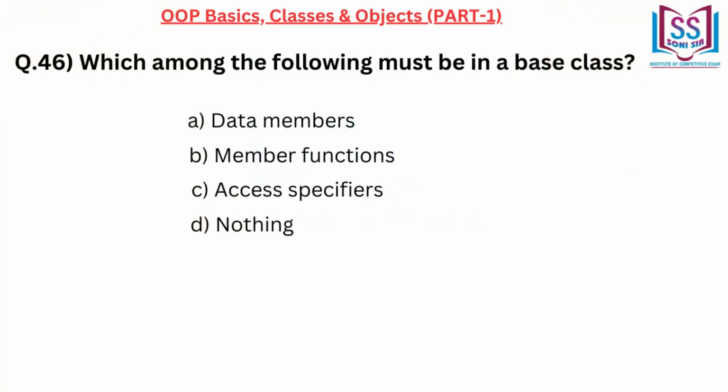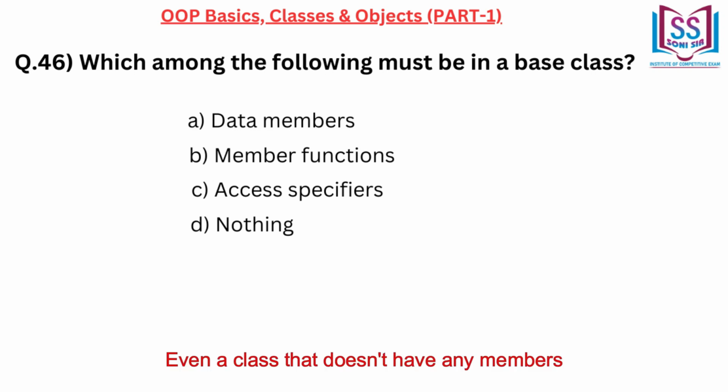Which among the following must be in a base class? A. Data members. B. Member functions. C. Access specifiers. D. Nothing. Correct answer, D. Even a class that doesn't have any members can be a base class. It is not mandatory to have any member or attribute in base class.